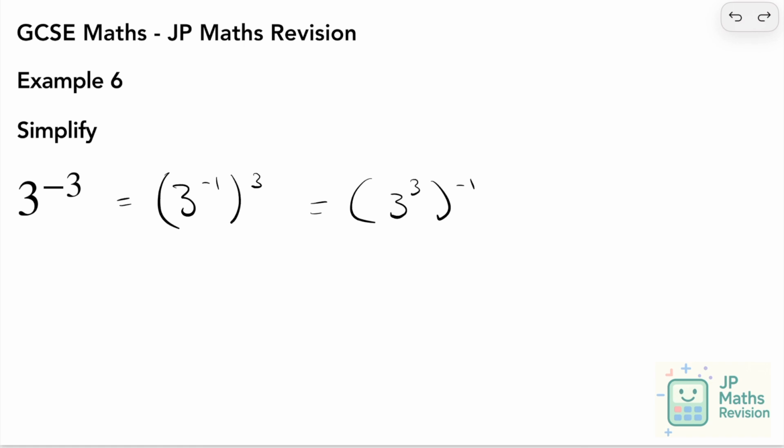So essentially what we do with these questions is we start off by doing 3 cubed. So 3 cubed is 27, and then we deal with the minus sign, and the minus sign takes the reciprocal of 27. So the answer to this question is going to be 1 over 27, because the reciprocal of 27 over 1 is 1 over 27. Okay?